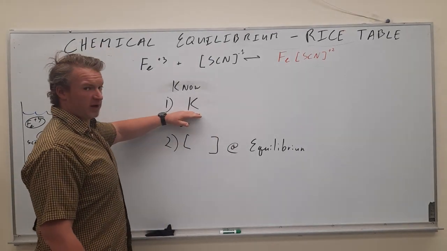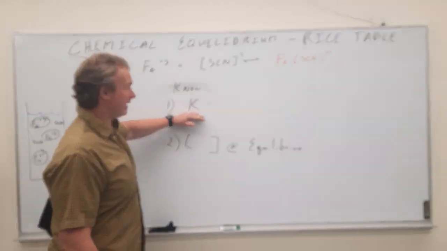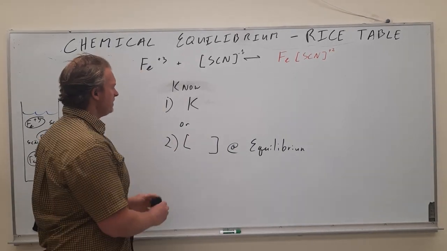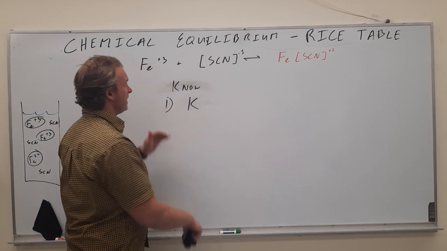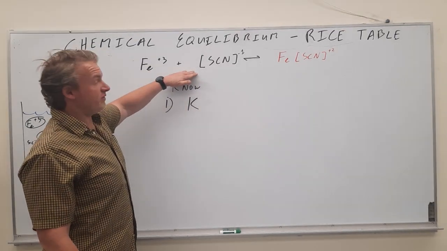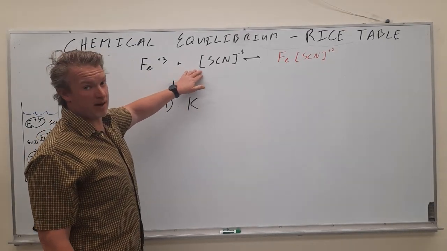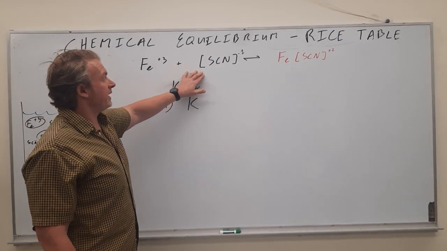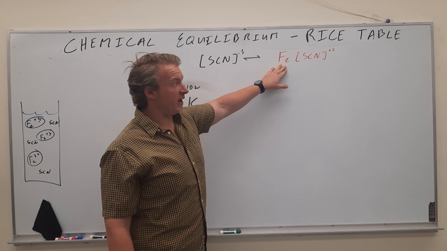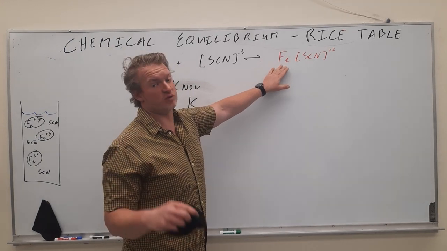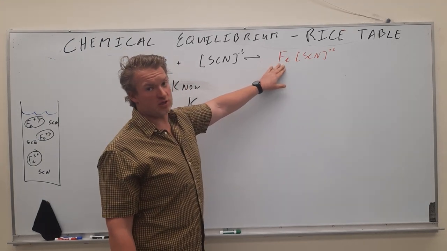We're going to be using a Rice table to calculate capital K right now. With this example, I'm going to walk through what we have done in one of our labs. In this spectroscopy lab, this is the balanced chemical reaction. I have this product written as bright red because, if you recall, the solutions were bright red because of the formation of this compound.